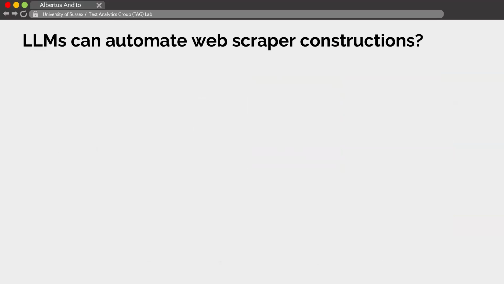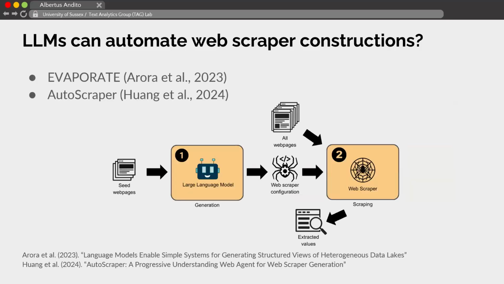Recently there has been some work that tries to use LLMs to automate these web scraper constructions. In general, they work like this. You give a couple of web pages from the target website into the LLM, and then the LLM will output the XPath configurations for the attribute, for example the title or the genre. Then we just apply that generated XPath to the rest of the web pages from the same website, and finally we get the extracted values from all web pages from that website.